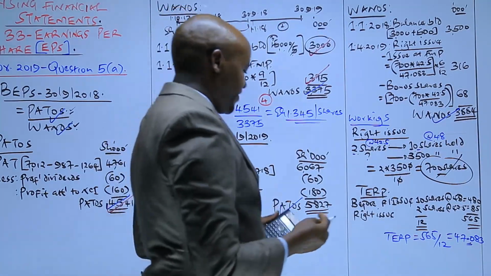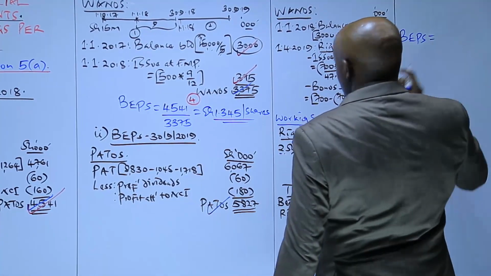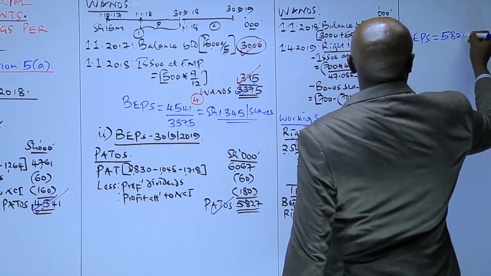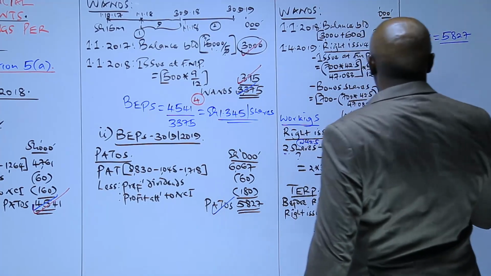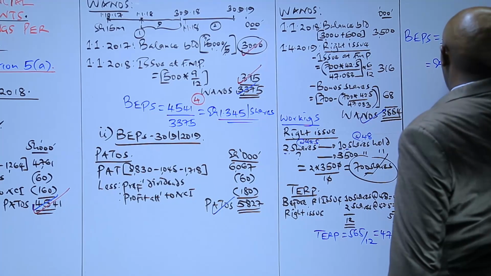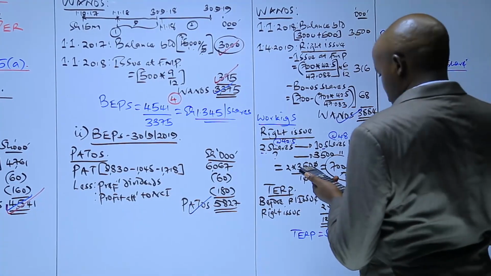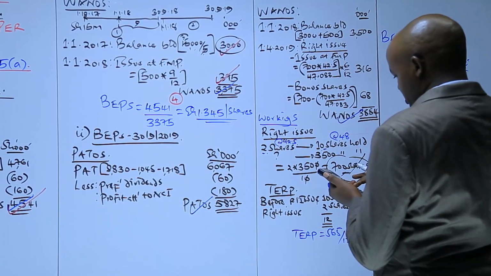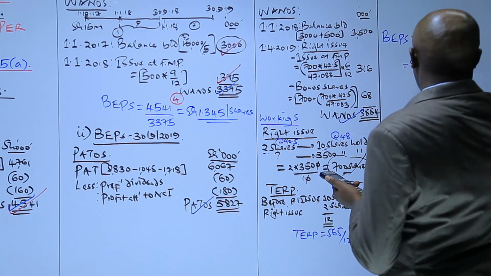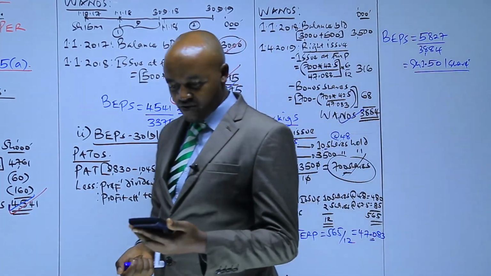Basically, what that means is that we now have the weighted average number of ordinary shares, and we have the profit attributable to ordinary shareholders. Having that, finally, let's compute the basic earnings per share, which is equal to the profit attributable to ordinary shareholders divided by the weighted average number, 3884. So 5827 divided by 3884 will give us 1.50. So that is it. Basically, that's what was required as far as the question is concerned.